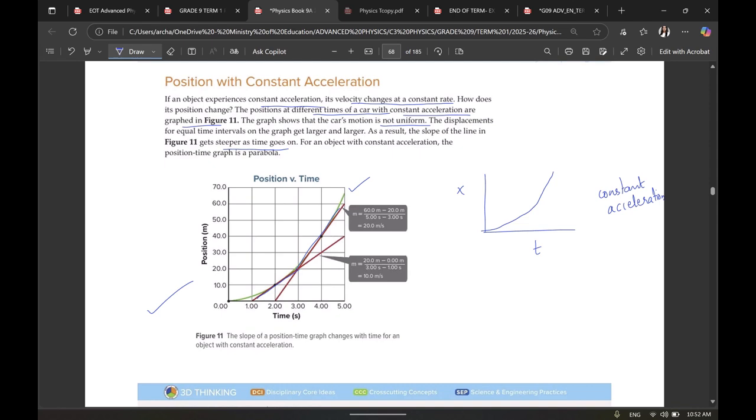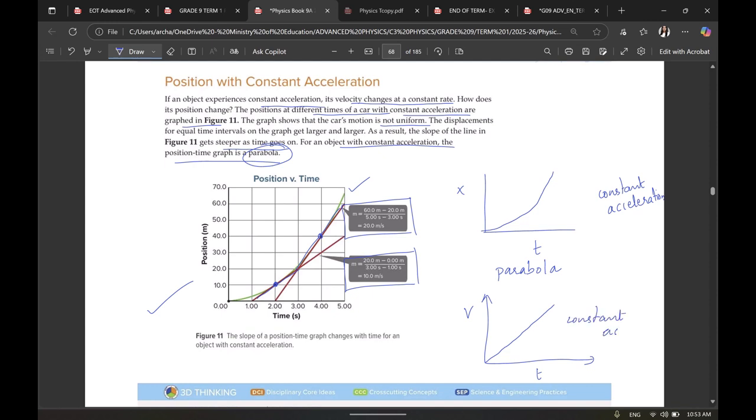If you look at the slope of this particular part, it is 10 meters per second, whereas in this case it is 20 meters per second. It is just the slope by drawing the tangent, which we have already studied. So for an object with constant acceleration, the position-time graph is a parabola. Remember that. Now, for a velocity-time graph with constant acceleration, how does it look? It should be a straight line.